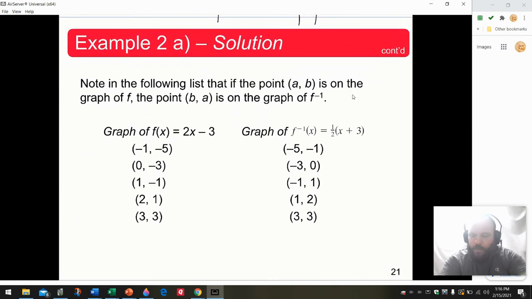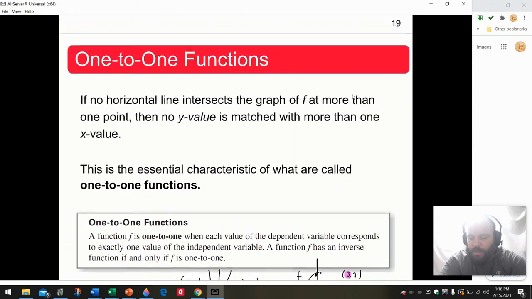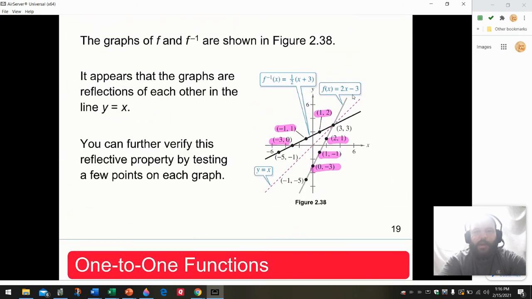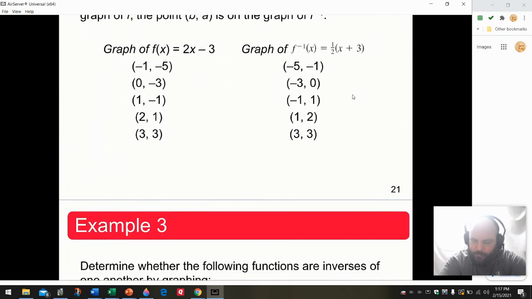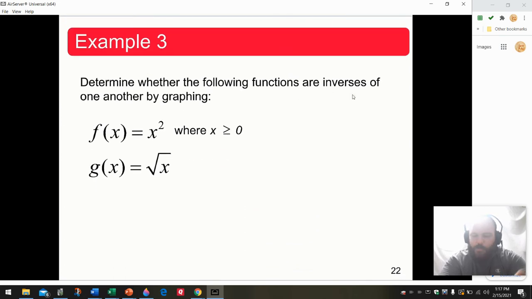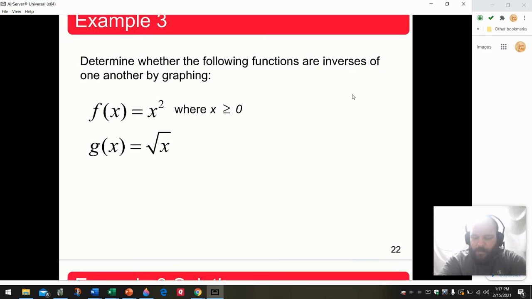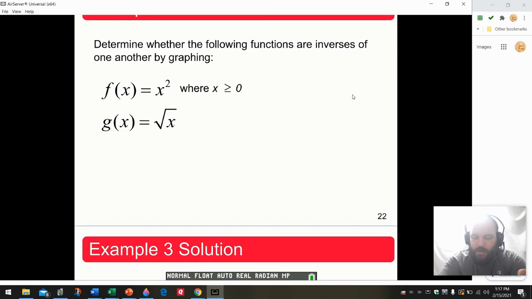So it says, note in the following list that if point (a, b) is on one of the graphs of f, then the point (b, a) is on the graph of f inverse. And that's what I showed you earlier, where the ordered pairs flip-flop. Okay. Now, this says determine whether the following functions are inverses of one another by graphing. All right, so we're going to go ahead and graph these.